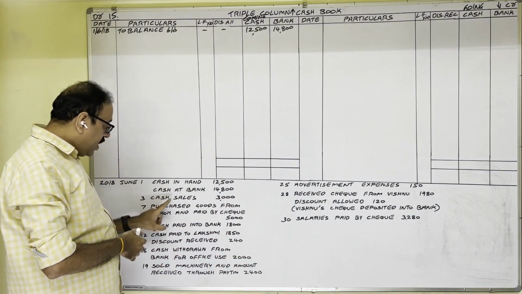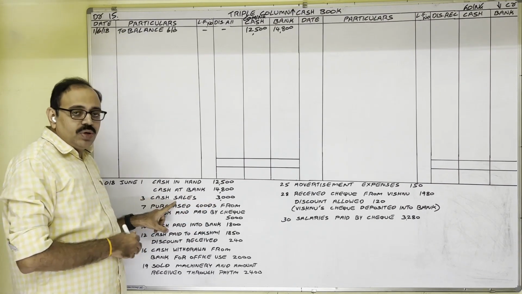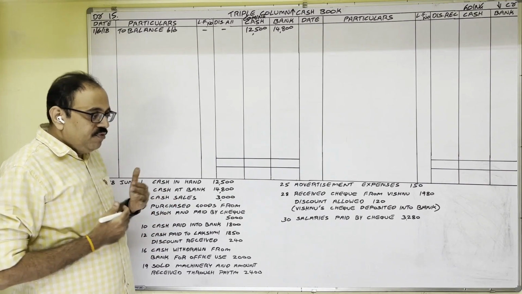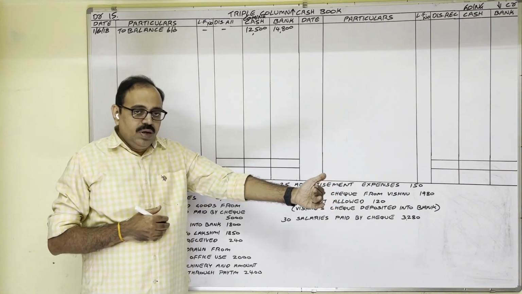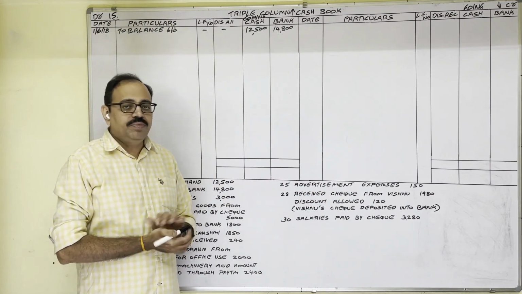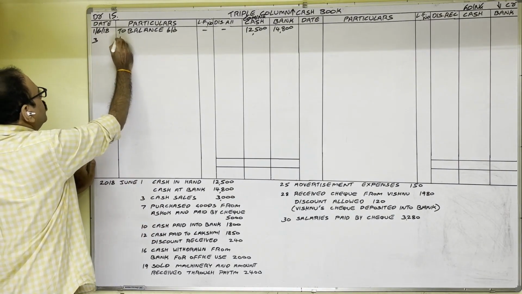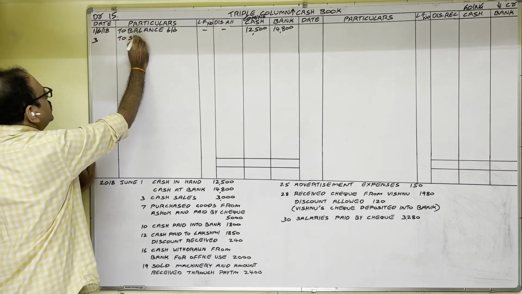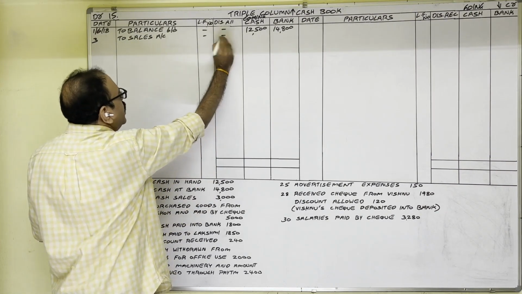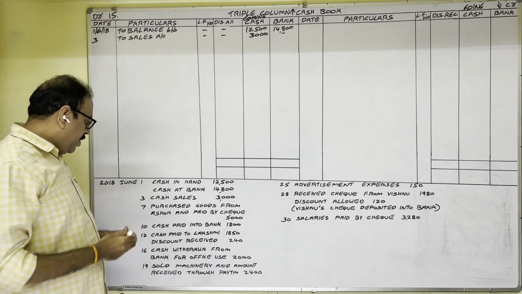On third date, cash sales 3,000. So he is not giving what we sold. Meaning is we sold goods. So we are firm. We sold goods to customer, and immediately customer paid cash. So cash is coming into the firm. So debit side we should write third date. When goods are sold, we should write sales account. Amount is 3,000 rupees in cash column. In bank column nil.